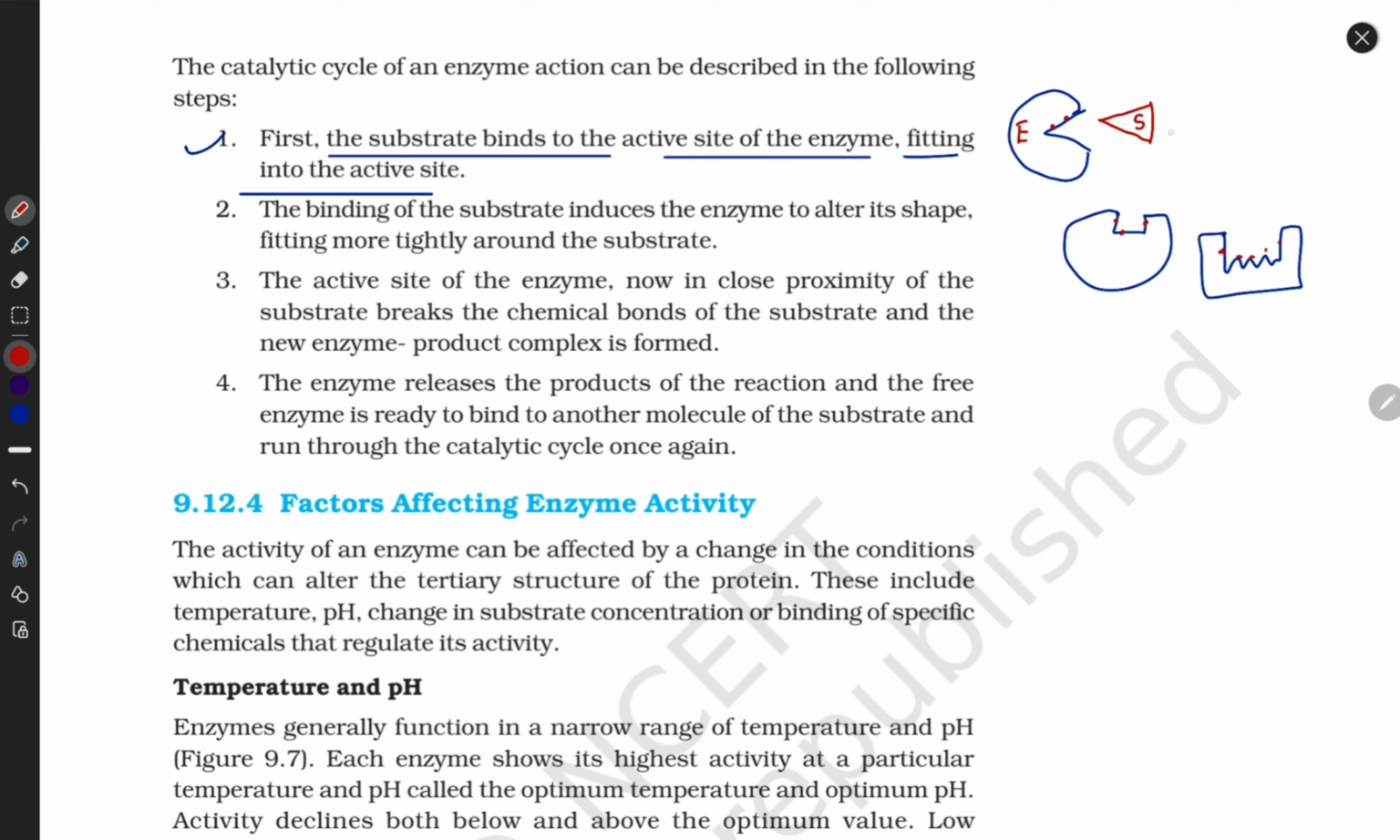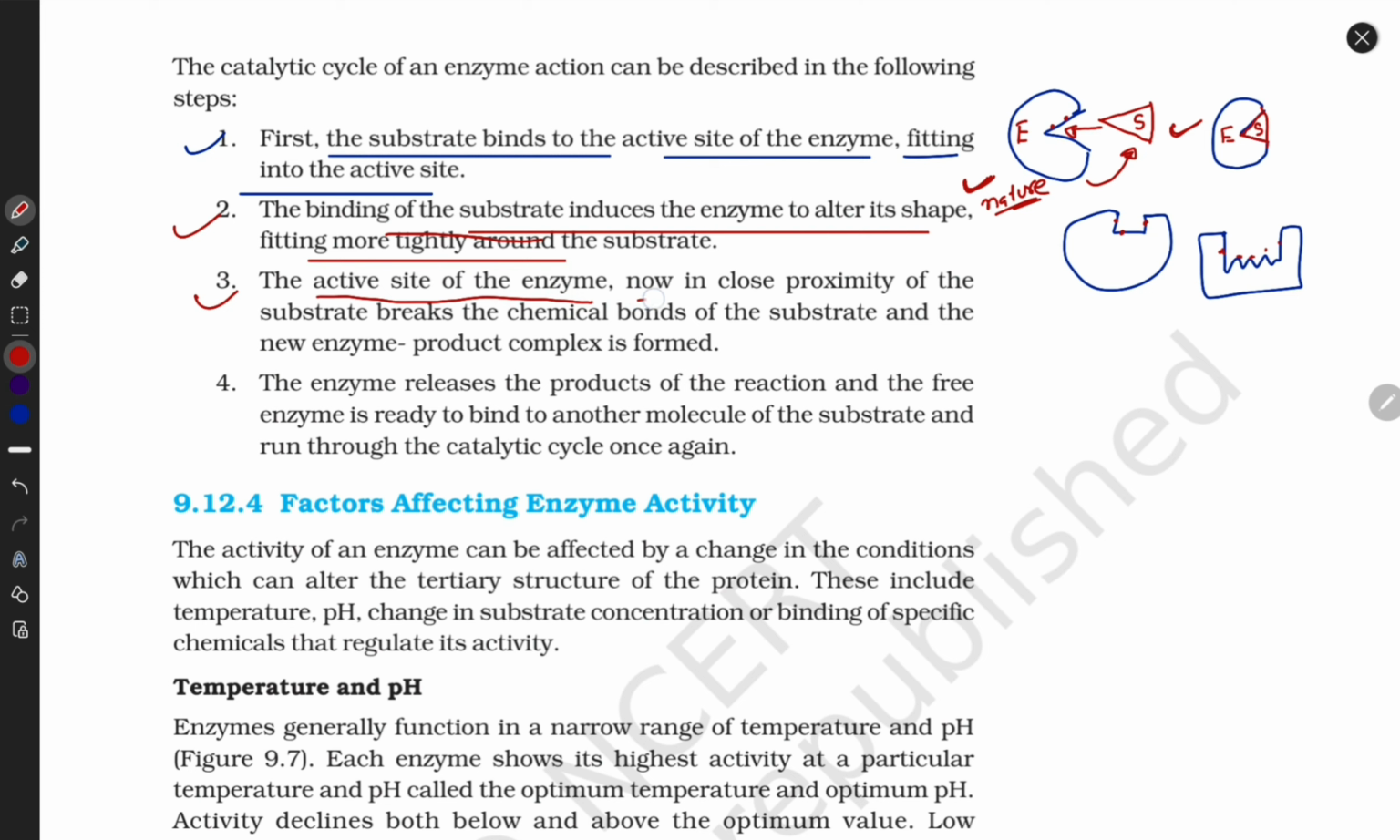Of course you know which kind of enzyme this substrate binds with. This enzyme, I repeat. Now you can identify that this enzyme is specific for this kind of substrate. So this substrate fits into the enzyme's active site. Now the binding of the substrate induces the enzyme to alter its shape, fitting more tightly around the substrate. Wait, I will draw it for you. After fitting, the substrate and enzyme are bound more tightly.